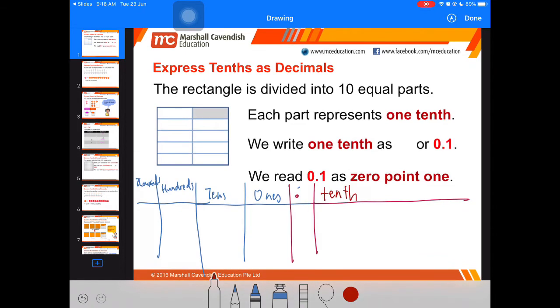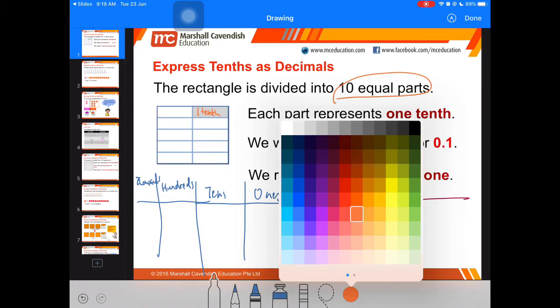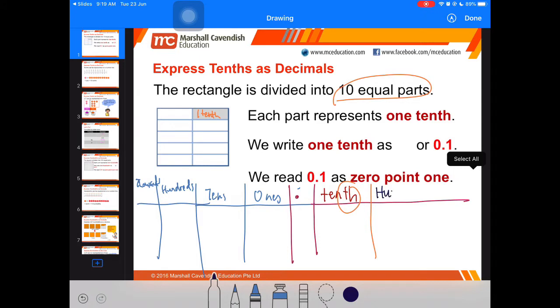Okay, with the TH, it's very important. That means it's less than one. It's divided into 10 equal parts and one part only. This is a tenth, 1/10. Then followed by the next place value we're going to learn today. Don't worry, later I'm going to explain. The next one is hundredth, with the TH. So this is actually 1/100. This is divided into 100 equal parts. This is the place value that you need to know.